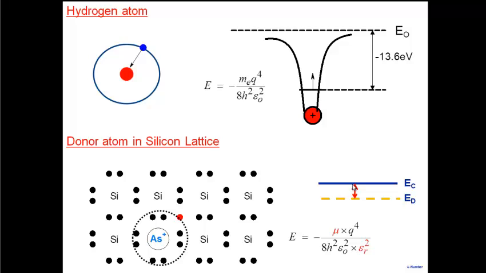Now, note that this energy, if we calculate it, remember this expression? We are modeling it like a hydrogen atom. This is the expression for the ionization energy. But note the difference.